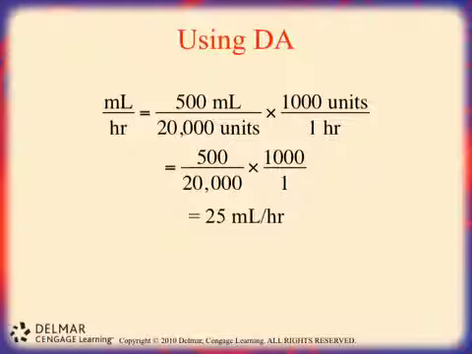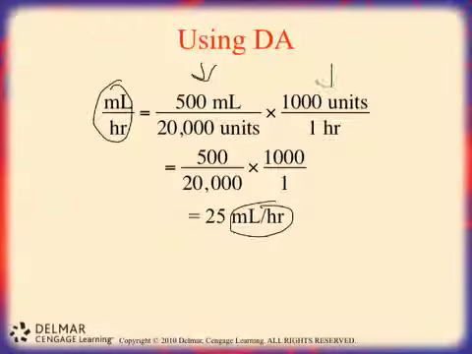Okay, so as I said, this is what we want to start with because it's what we want to end with. So we're going to have to set it up with our milliliters and our units. This is what we know we have. That's our available quantity. Then this is our ordered dosage. So we've got 500 milliliters over 20,000 units times our 1,000 units to be given in an hour.